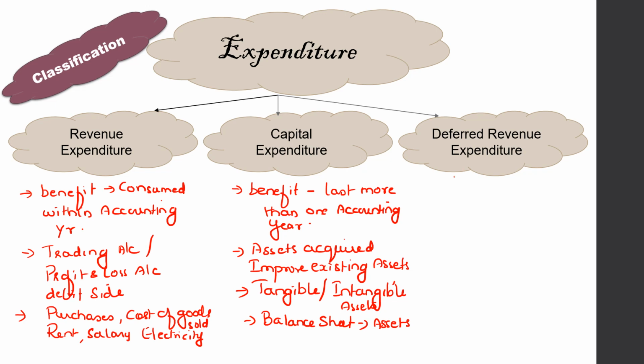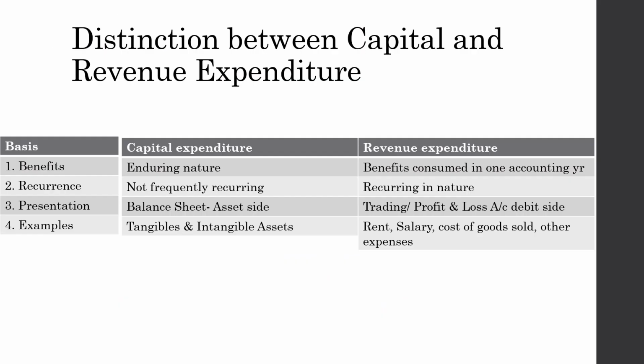Finally, there is one more category, deferred revenue expenditure. This I will deal with separately in another topic in detail. For the time being, having understood these individually, let us understand the difference between these two so that those two concepts sit very firmly in your memory. Using this table, you can remember what is capital expenditure, what is revenue expenditure, and how they are different. On these following four bases, you can classify items into capital and revenue expenditure.